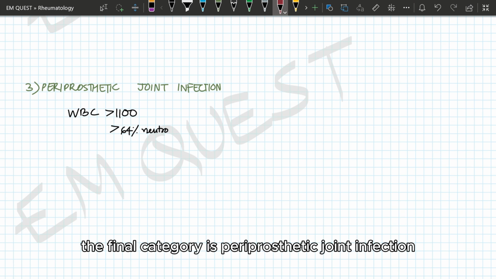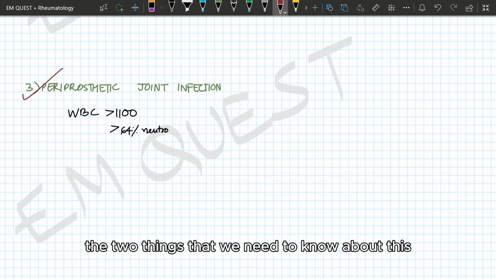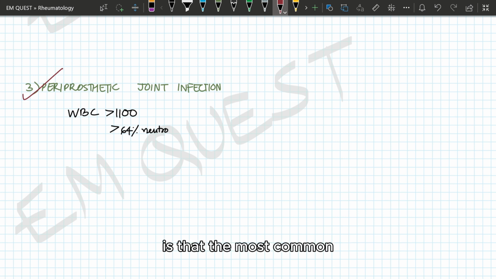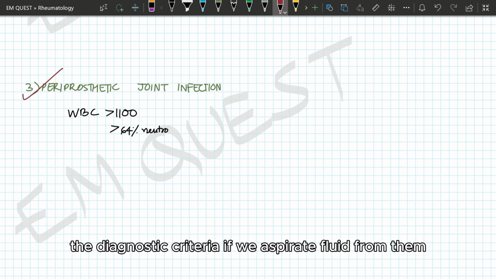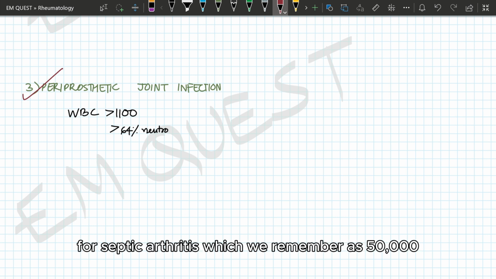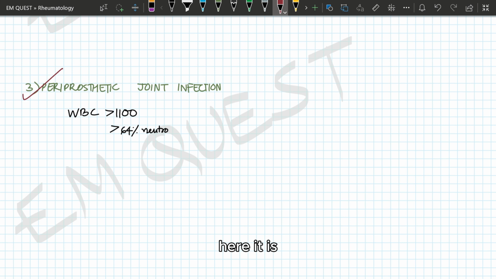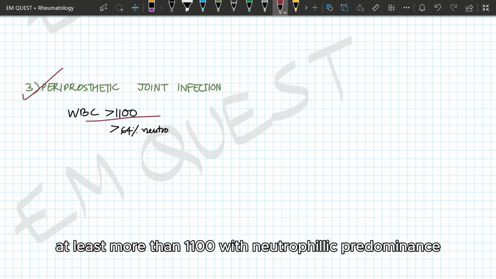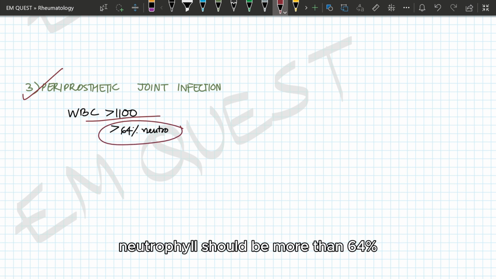The final category is periprosthetic joint infection. The two things that we need to know about this is that the most common etiologic agent for this is not Staph aureus, it is Staph epidermidis. And the next thing we need to know is the diagnostic criteria if we aspirate fluid from them for septic arthritis, which we remember as 50,000. Here it is at least more than 1100 with neutrophilic predominance. Neutrophils should be more than 64%.